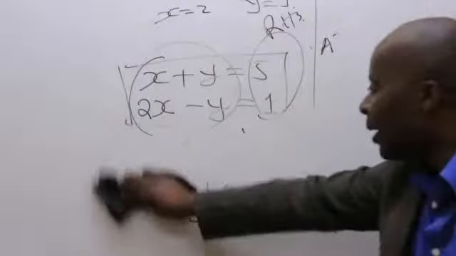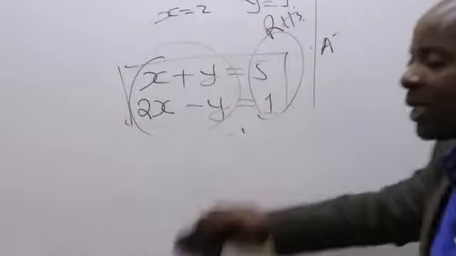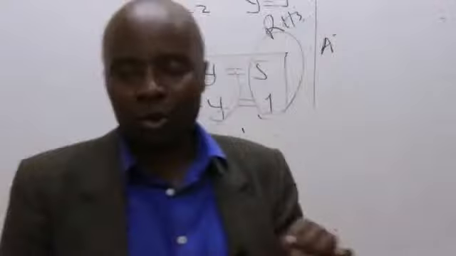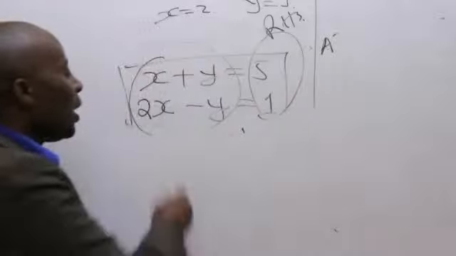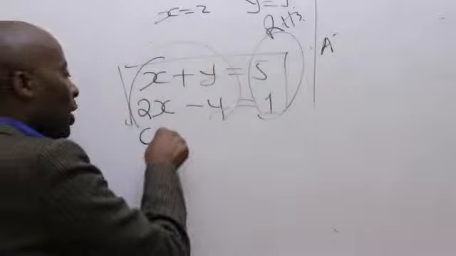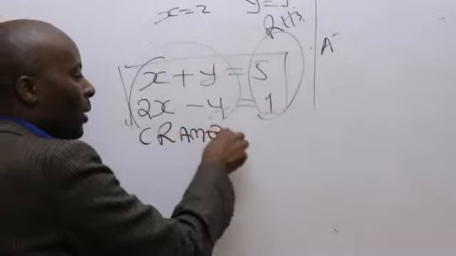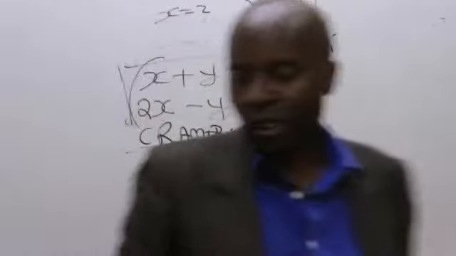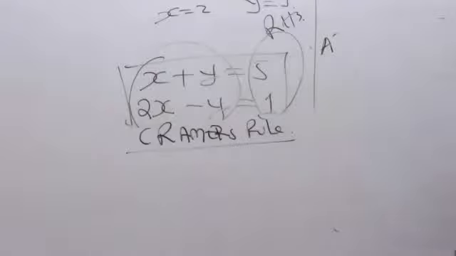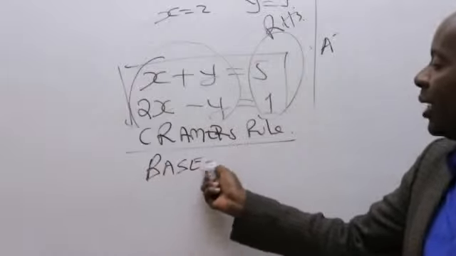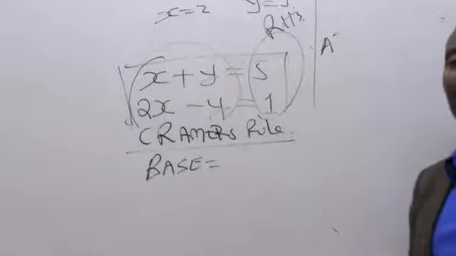Now, ladies and gentlemen, remember, at times your examiner could also tell you to use what we call the Cramer's rule. If somebody tells you to use Cramer's rule to solve the above simultaneous equation, how will we do this? The first thing that we'll do under Cramer's rule is to identify the base matrix.